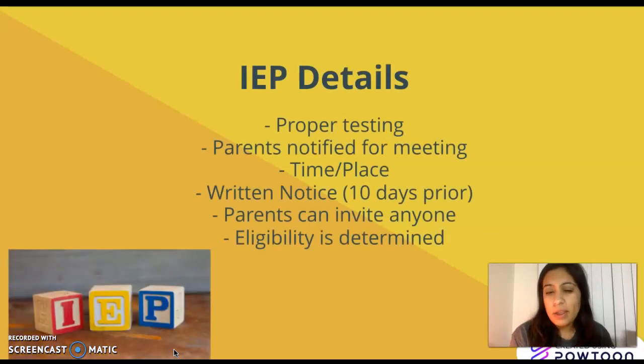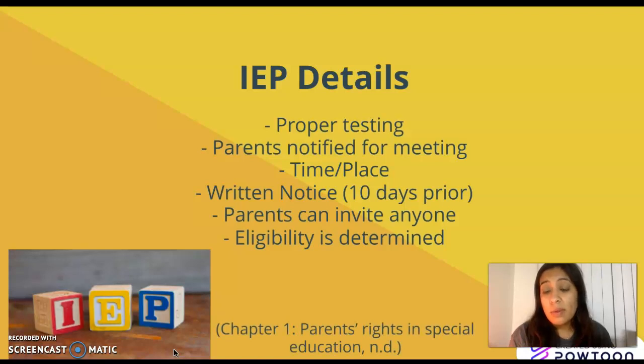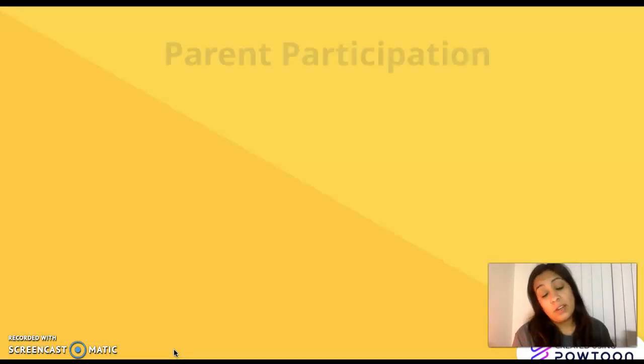Some details about the IEP. Proper testing is done on your student. Then there's meetings held in which parents are notified. There's a proper time and place for that. There's a 10-day prior written notice. Parents can invite anyone, and eligibility is determined after all of that to see the services that will be provided for your student.